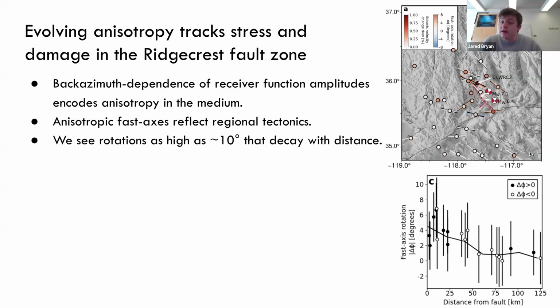We can do the same thing we did with the isotropic velocity change, where we take the receiver functions before the earthquake and the receiver functions after, and we separately measure this orientation, and then measure the difference between those to see how much the earthquake rotates this fast axis orientation. We see a maximum rotation of around 7 degrees here, up to 10 degrees maybe if you go to the edge of that error bar. The largest rotations are located near the fault, and then there's some sense of decay with distance like that.